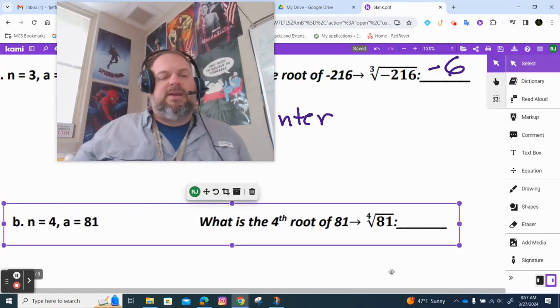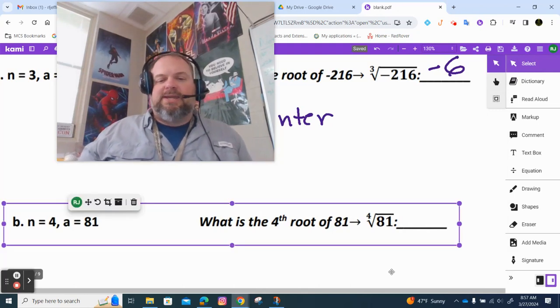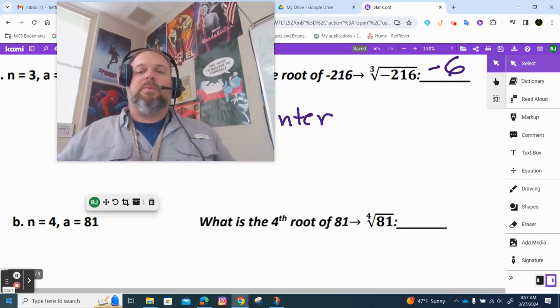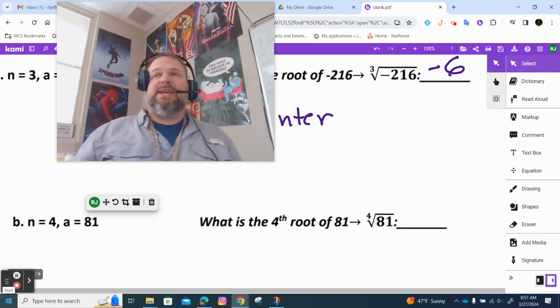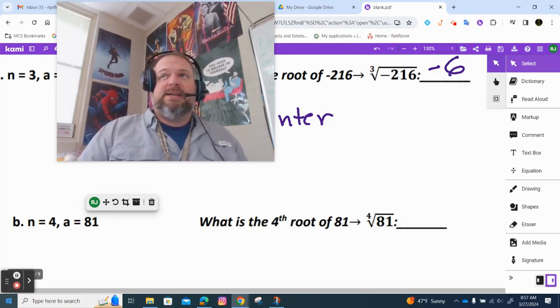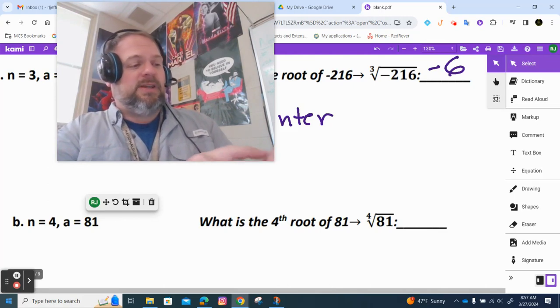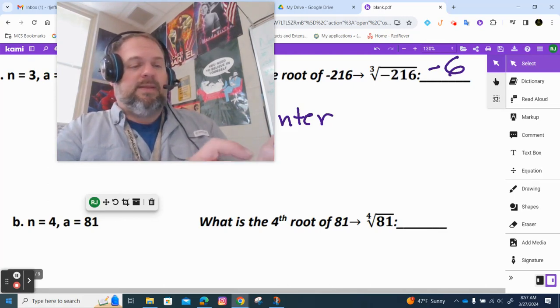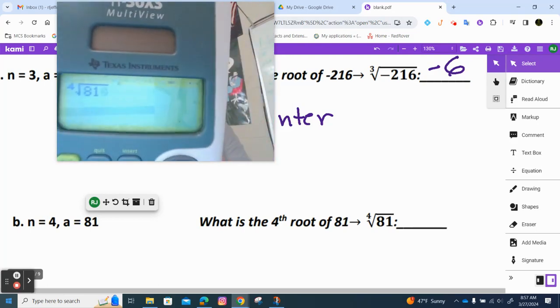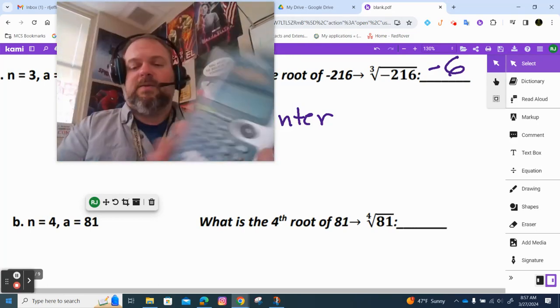All right. So if you have a problem, n is 4, a is 81. So this one, instead of saying 3, it would be 4. So 4 second, raise the roof, 81. Enter. Yeah, we get 3.